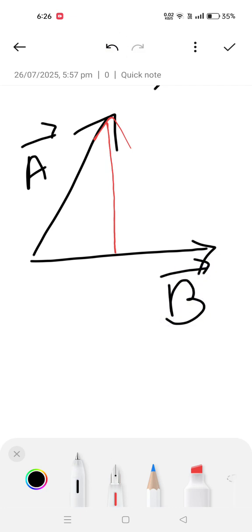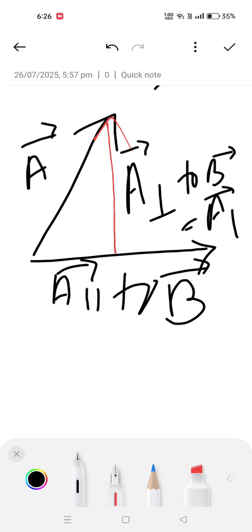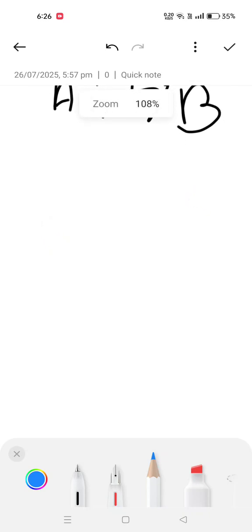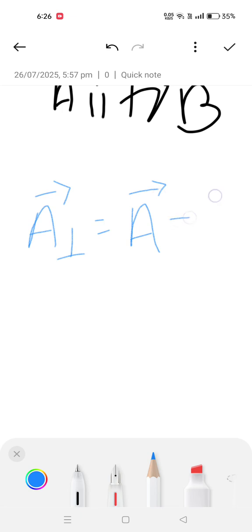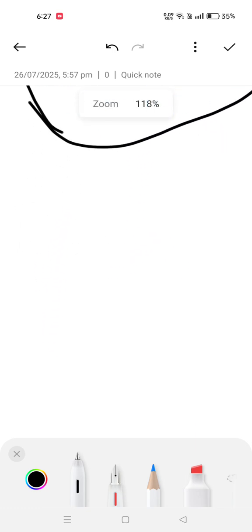So this vector, the vector I have drawn in red color, is the perpendicular vector to B vector, which is equals to A perpendicular vector, and this vector is a parallel vector to B. Very important to note is that A perpendicular vector is equals to the vector itself minus the parallel. So A minus A parallel is equals to A perpendicular vector. अगर A perpendicular वाला component निकालना है, so A में से A parallel minus कर दो.